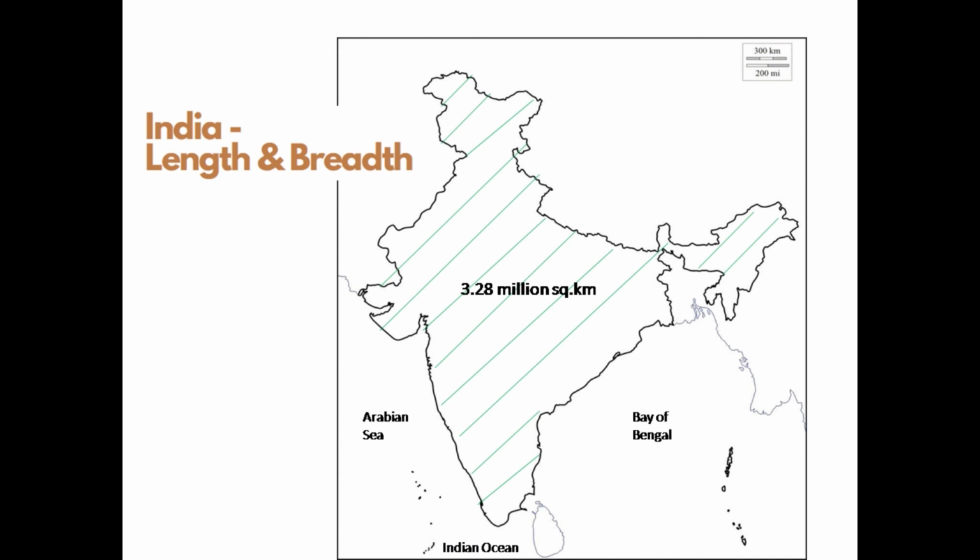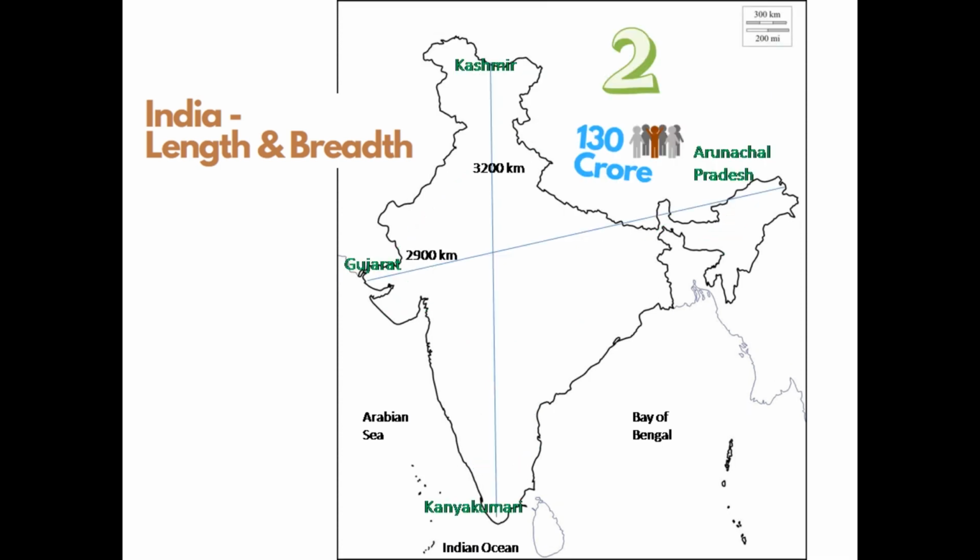The total area of the Indian subcontinent is 3.28 million square kilometers. India is the second most populated country in the world and it comprises a massive population of 130 crore people. The distance between Kashmir and Kanyakumari is 3,200 km and from Gujarat to Arunachal Pradesh it is 2,900 km. India is a peninsular country as it is surrounded by water on three sides.